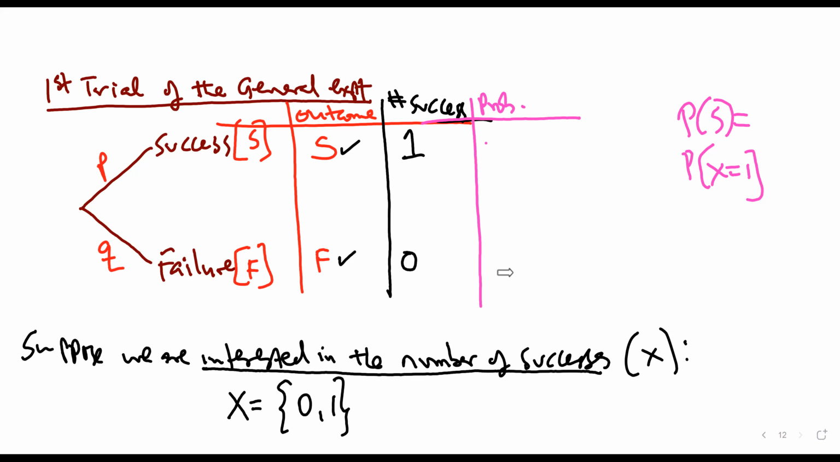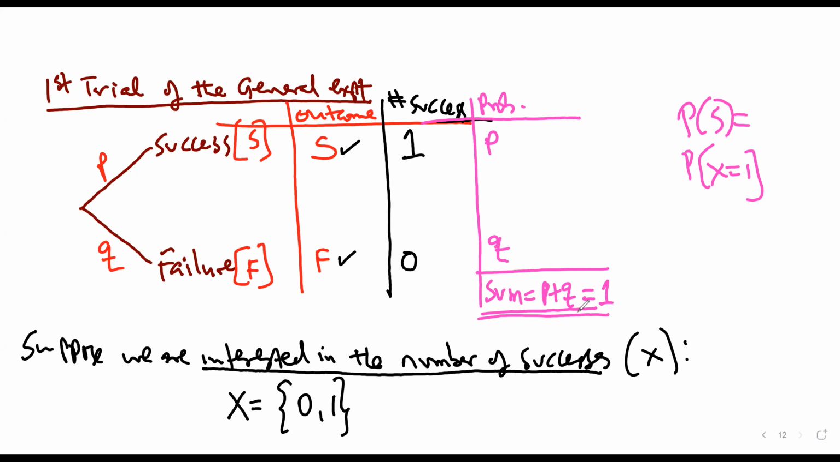And then the probability of failure here will be given by this value here on the tree diagram. So this will be given by P, and this will be given by Q. If you sum this, you know this will be P plus Q. And we mentioned earlier that if you take P plus Q, you'll always get 1. So theoretically, whatever the value of P or Q, we know that when you sum those, you'll get 1. So that's the first trial of a general binomial experiment.